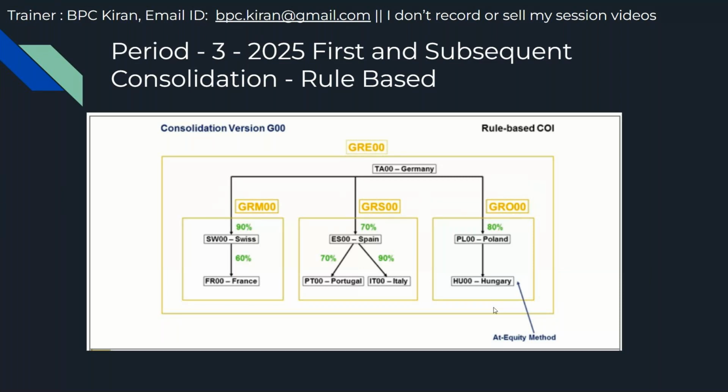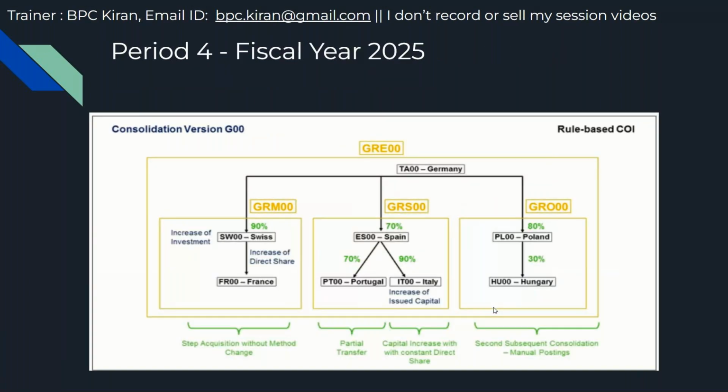If it is not possible in 2023, then in period 4, same. We are going to understand step acquisition with method change and without method change, so the same method only. Here it's written partial transfer, but partial transfer is not possible. We can't execute partial transfers. It's just taken from the previous slide, I think. So partial transfers are not possible in rule based.